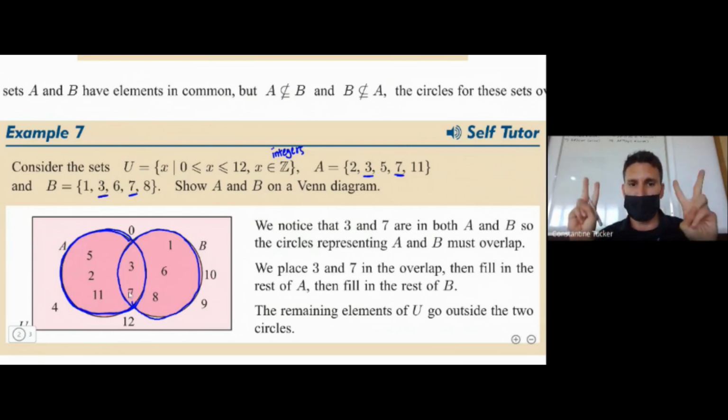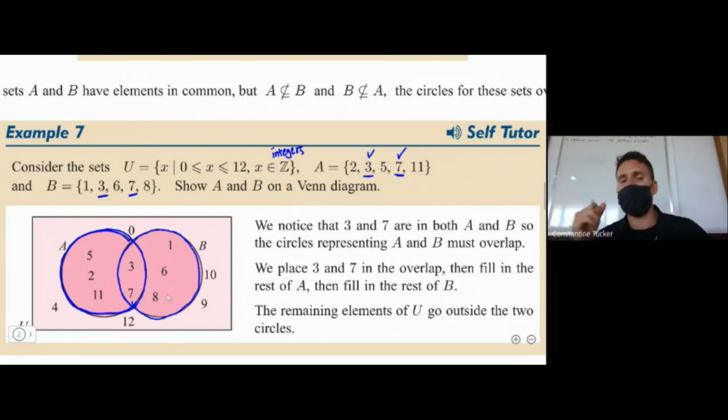Brilliant. Now let's move on to the leftovers of circle A. Since we took already the 3 and the 7, let's go and put the rest of the stuff in the rest of the circle. So 2, 5, and 11 will go in here. 2, 5, and 11. Done. Let's move on to set B. Since we already used 3 and 7 and they went in there, then we've got the 1, the 6, and the 8, which need to go in here. 1, 6, 8, and we are done.